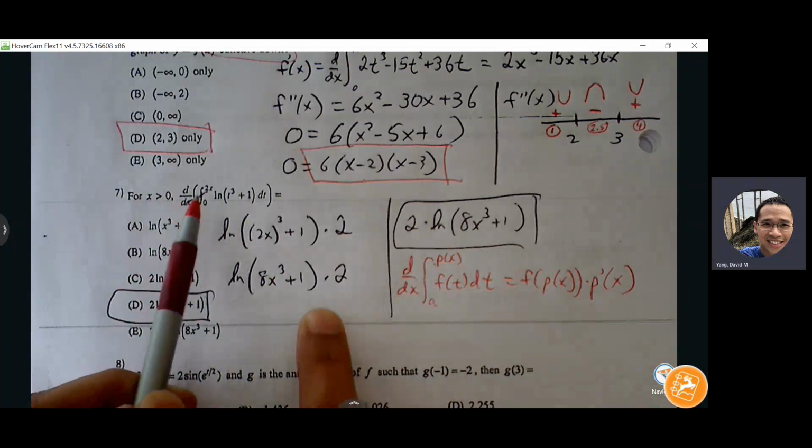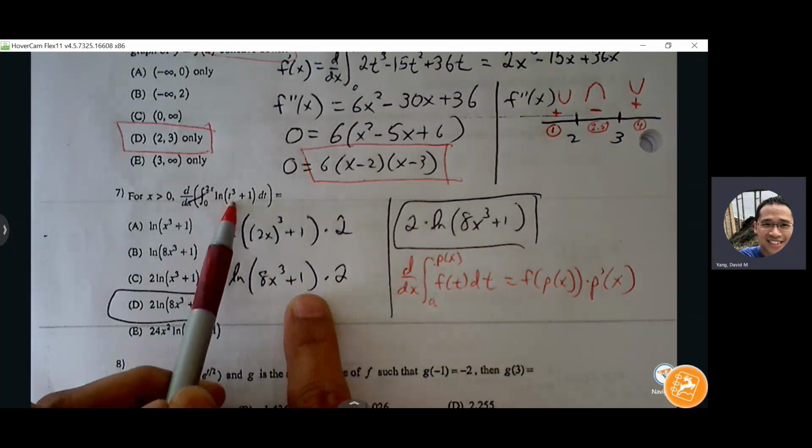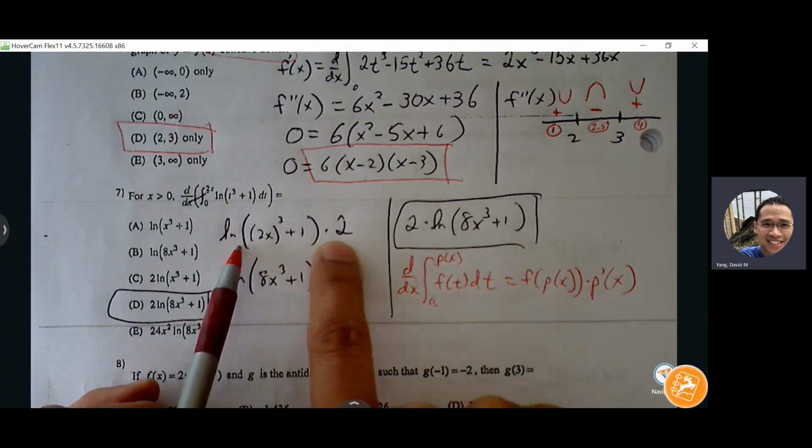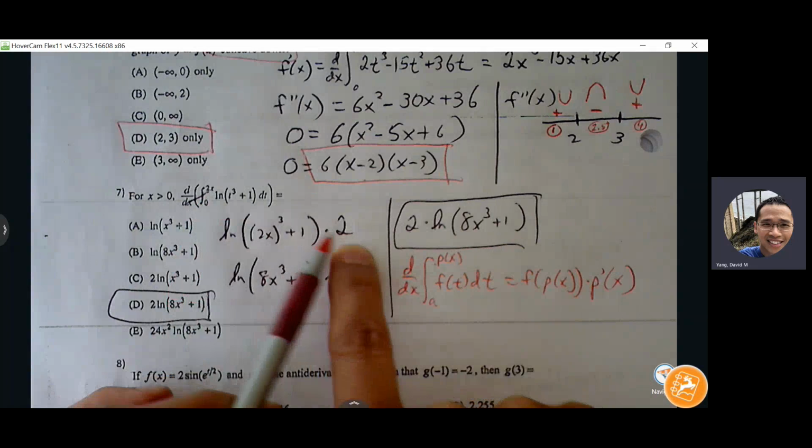So same thing here. My upper bound is 2x. I insert 2x into the variable of my expression, which is here. And then I multiply it by my upper bound's derivative. 2x becomes 2.